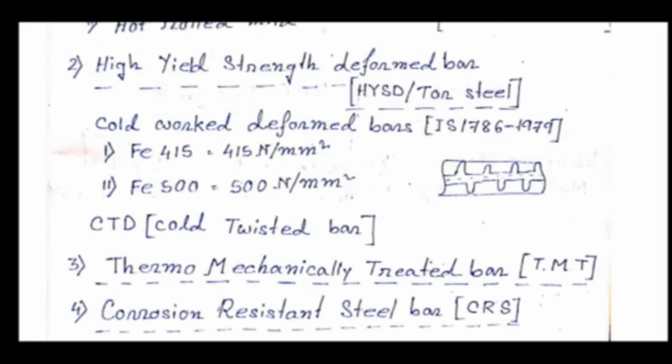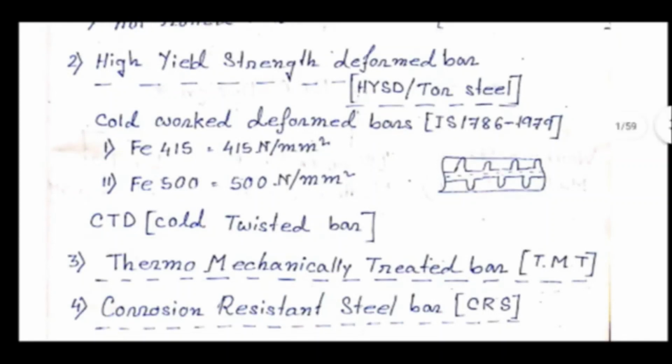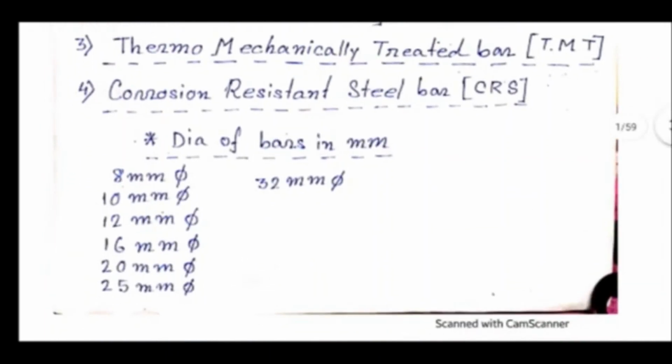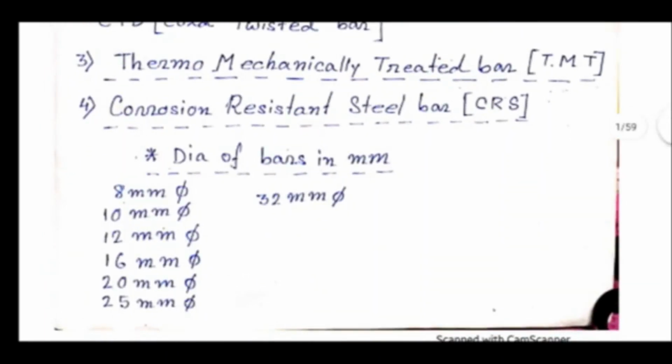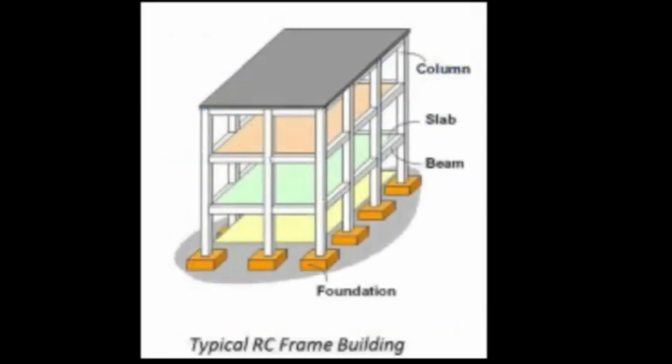Now bars are identified with the cross-sectional diameters of the bars. The cross-sectional diameter of the bars, every time we should write in mm. In market 8 mm dia bar, 10 mm dia bar, 12 mm dia, 16, 20, 25, 32 and many more dia of bars available. Let's see in RCC structure what are the parts we have to learn.